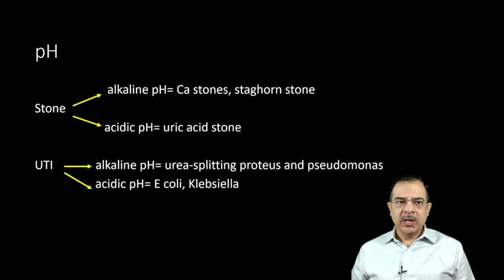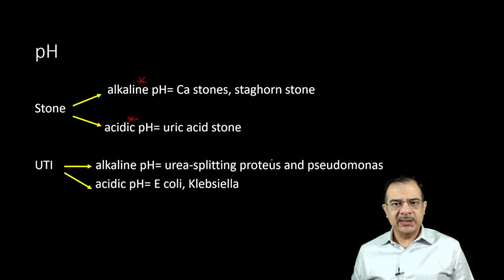Now the pH. So pH will be important for stones and urinary tract infections. If the stone is due to calcium and staghorn stones, the pH will be towards the alkaline side. While if uric acid stones are present, then the pH will be on the acidic side. In a urinary tract infection, if pH is towards the alkaline side, then a urea-splitting protease will be present, or it can be due to Pseudomonas.